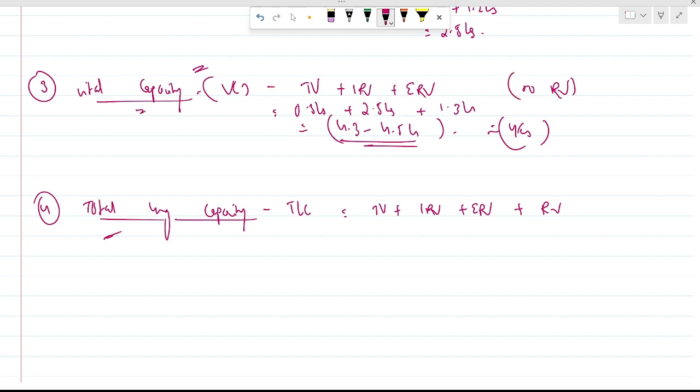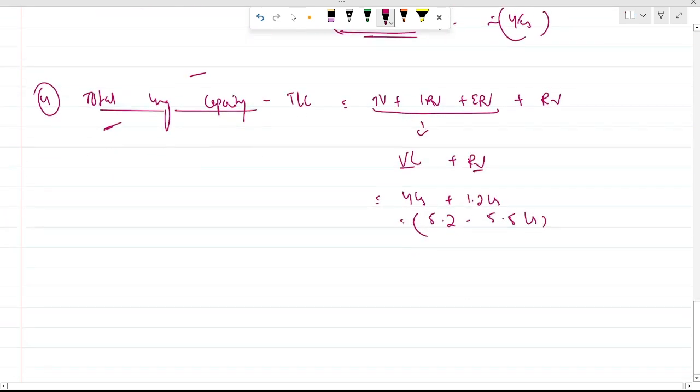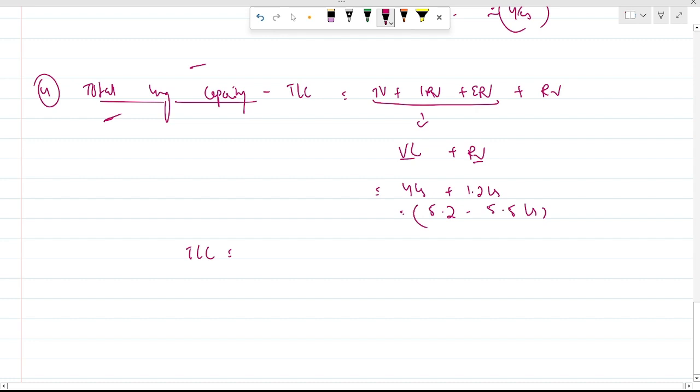In total lung capacity, residual volume is added. So we can also say that this is vital capacity plus residual volume, which is on average 4 liters plus 1.2 liters. You can say that it is 5.2 to 5.5 liters total lung capacity. So TLC is 5.5 liters, or on average, if you take it, 5 liters.